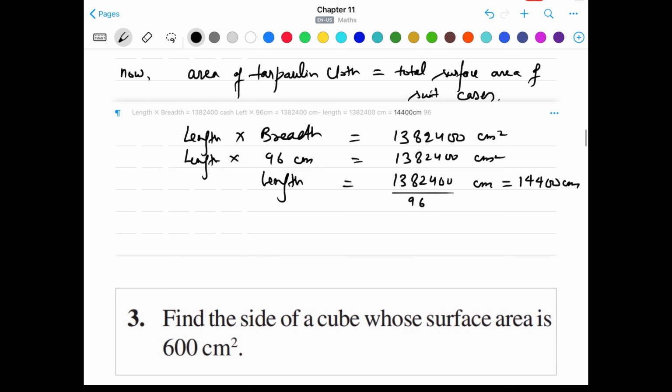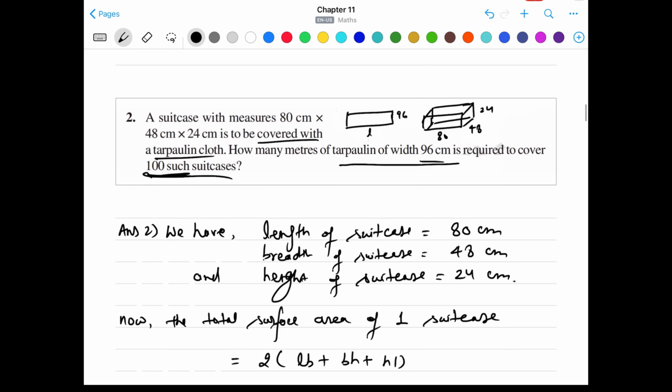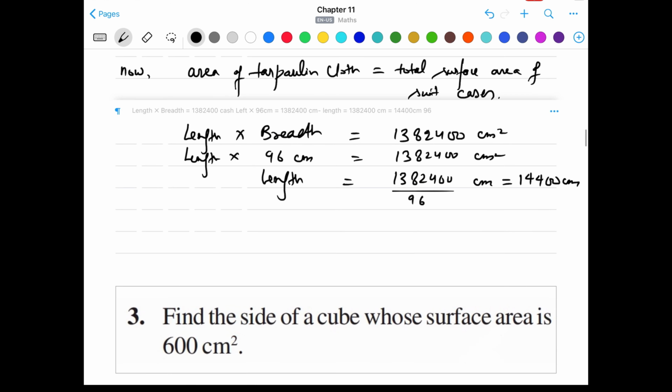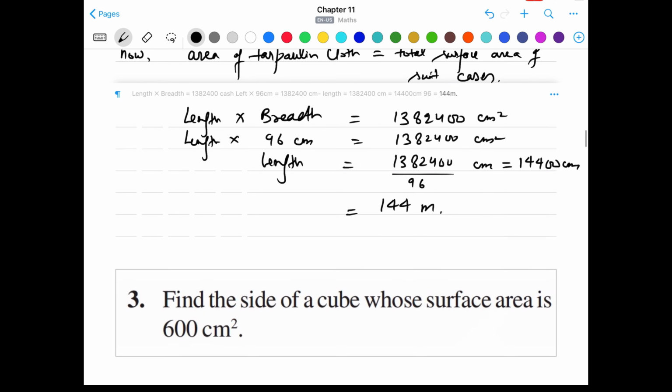After solving this, we'll get the result as 14400 centimeter. Okay, as you can see in the question, we are asked how many meters. That means we need to convert this centimeter into meter, so this will be 144, because in order to convert centimeter into meter, we have to divide this by 100, so this will result as 144 meter. Okay, so we'll write, hence 144 meters of tarpaulin cloth is required.